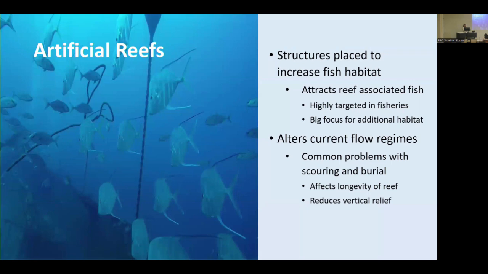So a little bit of background on artificial reefs. These are structures that are placed in areas to increase fish habitat. They attract reef-associated fish, so they're highly targeted in fisheries and are a big focus for additional habitat. We know that reefs alter current flow regimes. However, there are some common problems that occur with this, such as scouring and burial. This affects the longevity of these reef structures, as well as reduces the vertical relief, impacting fish and other marine organisms.